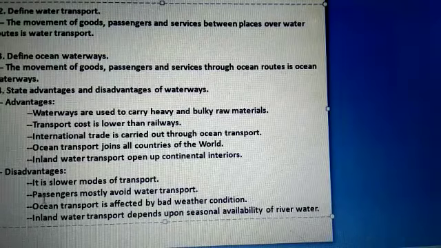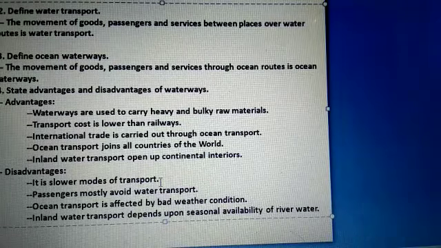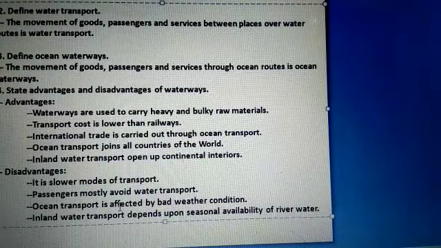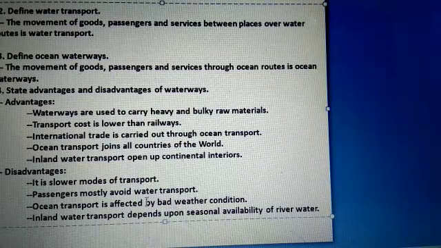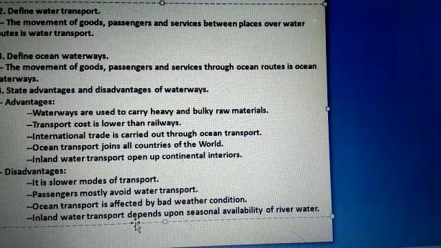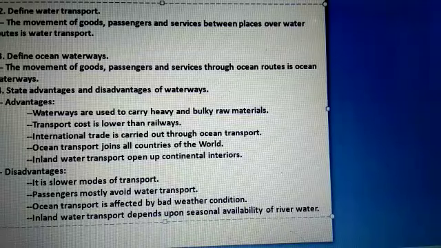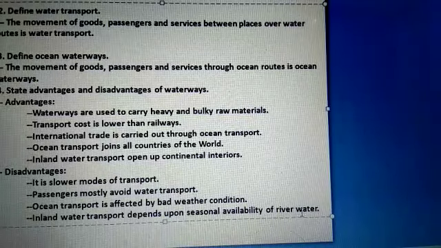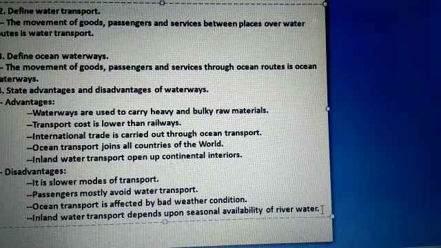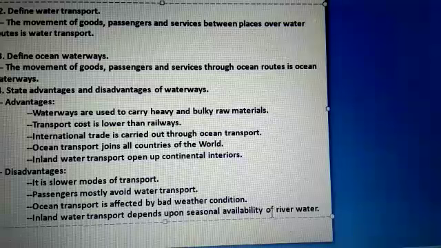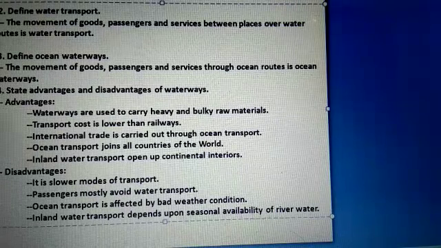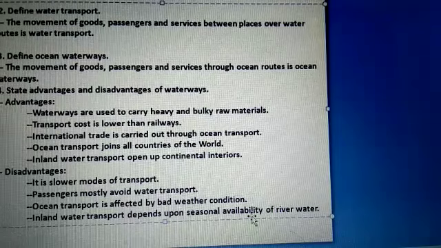Come to the disadvantages: it is a slower mode of transport. For that reason, passengers mostly avoid it. Then ocean transport is affected by bad weather conditions. If a cyclone is there, then they are not run. Then inland water transport depends upon seasonal availability of river water. During the rainy season, water is available in the river, so there is no disruption for river transport. But during the dry, winter season, there are disturbances.